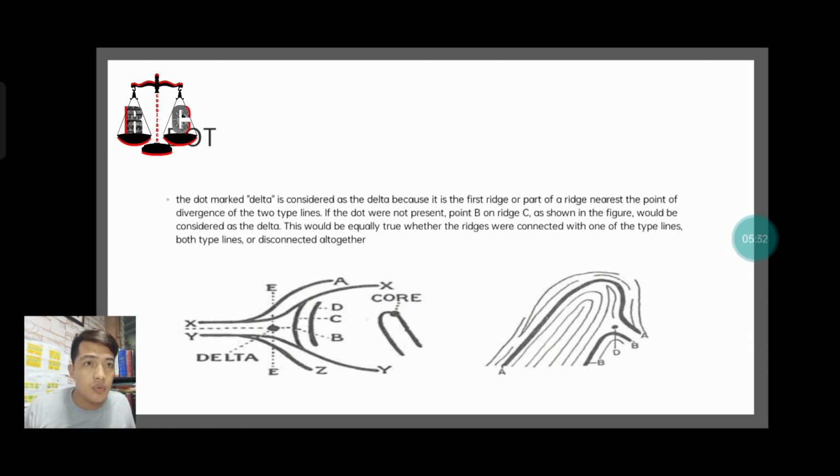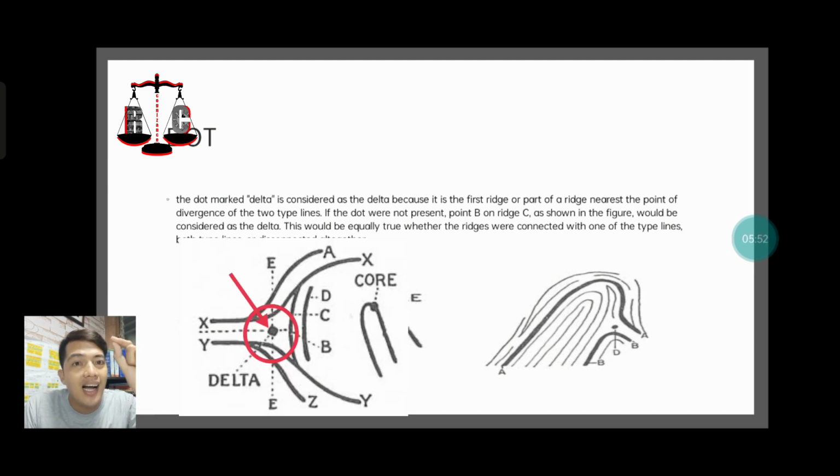This would be equally true whether the ridges were connected with one of the type lines, or both type lines are disconnected altogether. So based on this explanation, makita nato diri sa tuang illustration. Kung kini siya ang imuhang delta, of course, kining dot atong i-consider, nga naa siya sa approximate center or tunga-tunga sa imuhang pag-diverge sa imuhang type lines. Naa siya sa sentro, sa padung sa panagbuwag sa linya or sa ridges nga padung siya mo surround sa imuhang pattern area. Mao na gitawag nato nga delta. Kini lang siya nga example is your dot.